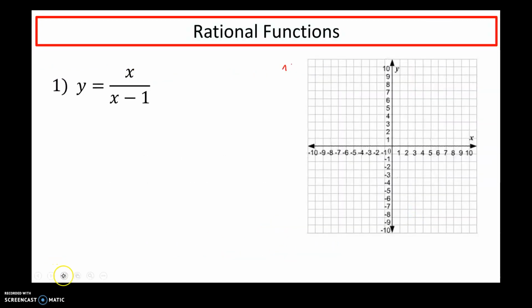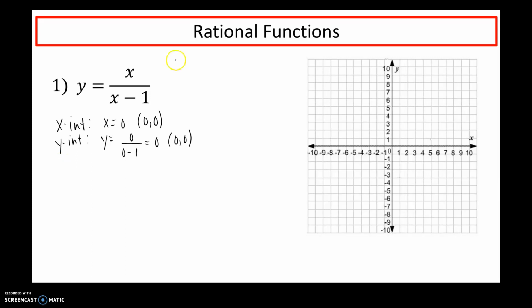Okay, so let's graph. So first I'm going to find my x-intercept. For my x-intercept, I set the numerator equal to 0 and solve. So when my numerator equals 0, my x-intercept will be at the origin. Find a y-intercept. I set all my x's to 0 and solve. Okay, so your y-intercept is also at the origin.